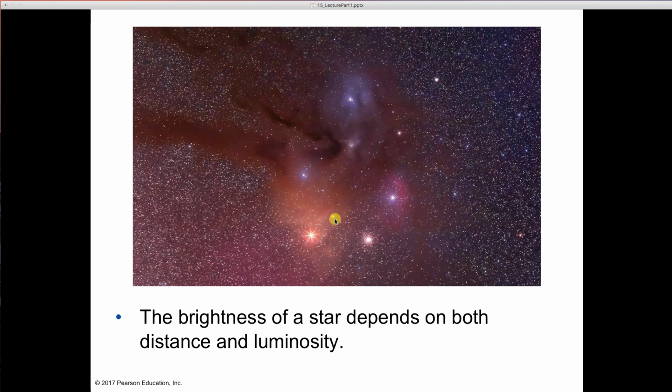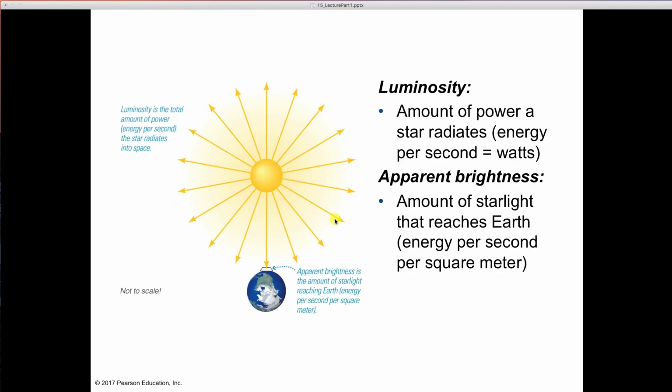If you were the same distance away from every single star in the universe, you would be able to make an easy comparison between their true brightnesses, or their luminosities. So we have to somehow take distance into account. So again, luminosity is the total amount of energy every second that a star gives off. So energy per second is also written as watts.